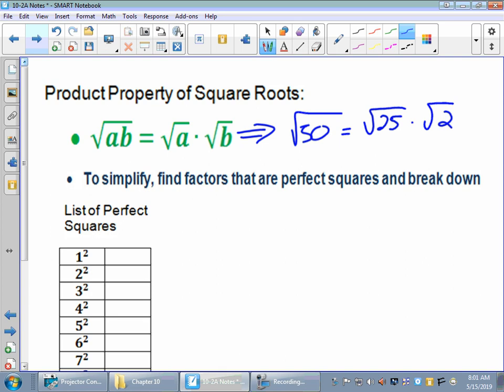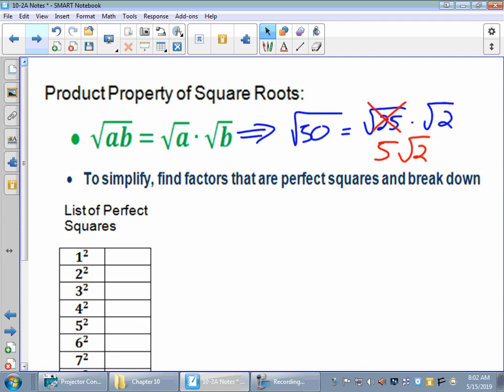Okay, we're using letters. We can easily break this down because we know that one of them is a perfect square. The square root of 25 would become 5, and then we'd have the square root of 2 left over. We can't break that down. We don't want to have any decimal answers, so our answers are not going to be in decimal form. That's why we don't want to use a calculator to get decimal form.